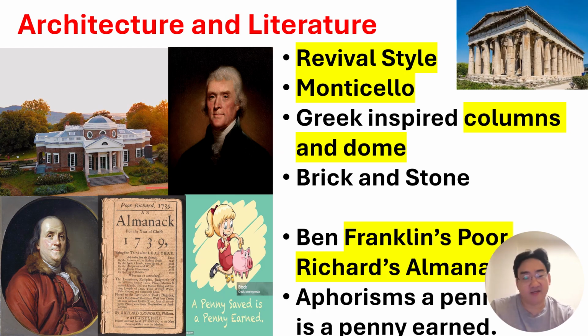In addition to that, the architecture is going to be very much influenced by the Greek architecture, and this is going to be called a revival. When you are bringing back certain characteristics of that architecture, if you notice in Thomas Jefferson's Monticello, his home, you see the columns as well as the dome. That's influenced by the Greek and Roman styles.